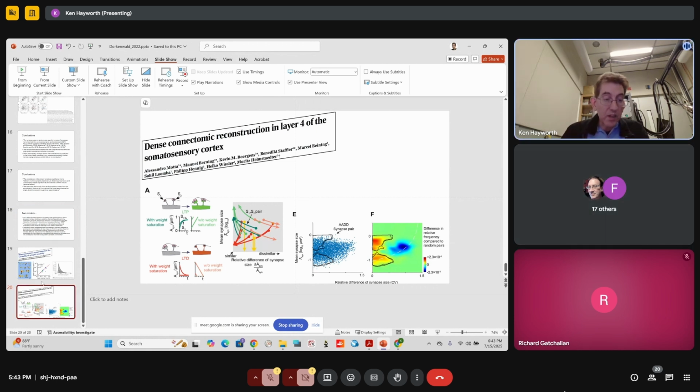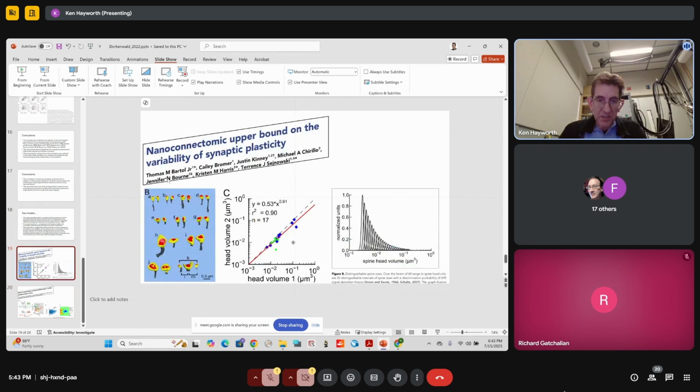Yeah, absolutely. The only other thing I want to point out is that this Bartol et al. paper was, I think, the first one to really use this type of analysis.